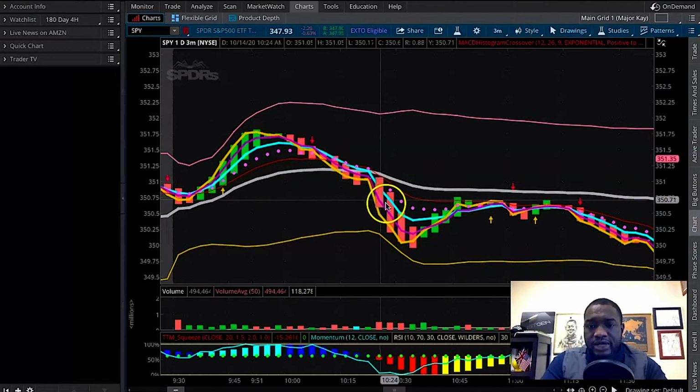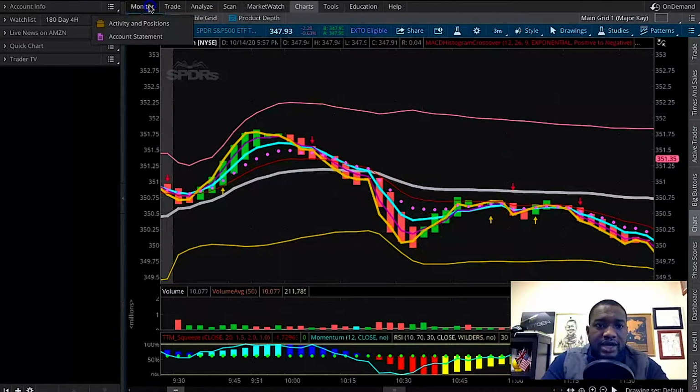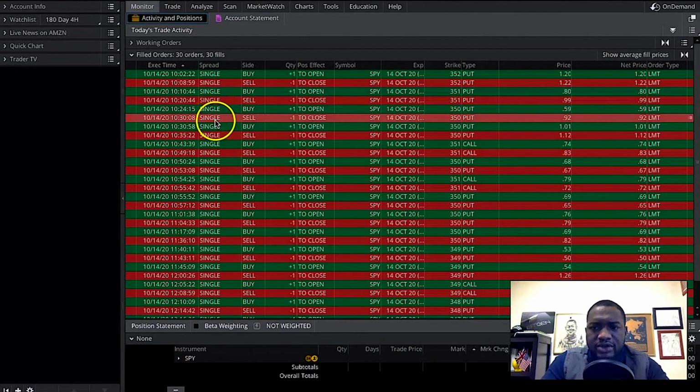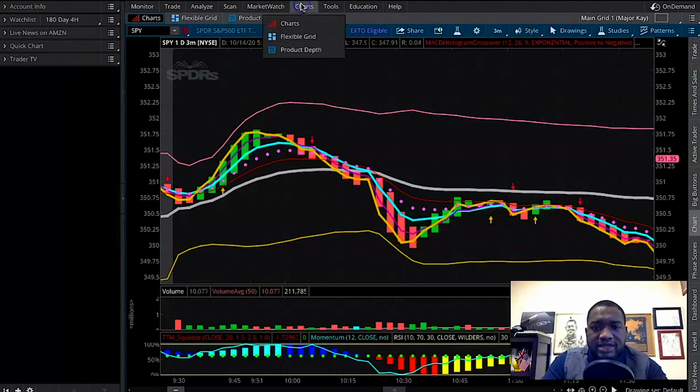Bet that the stock will go down, and it did exactly that. And I must have sold it around this time, this first candle here. Let's go confirm the time. And when I sold it was at, there you go, at 10:30. So I held it for 6 minutes.